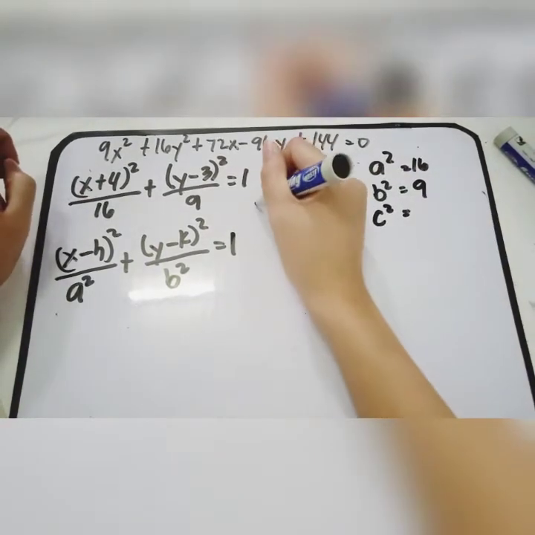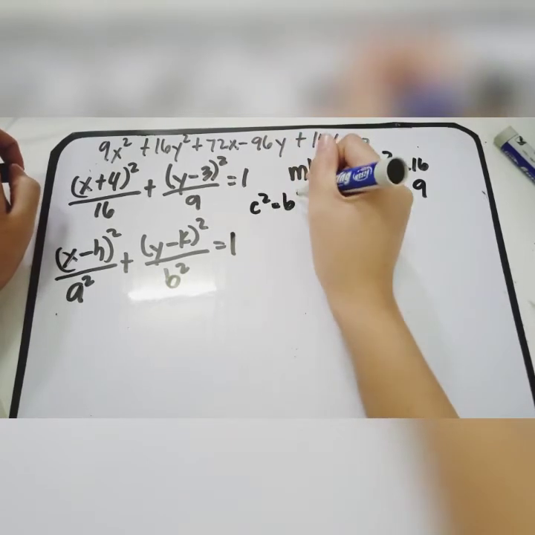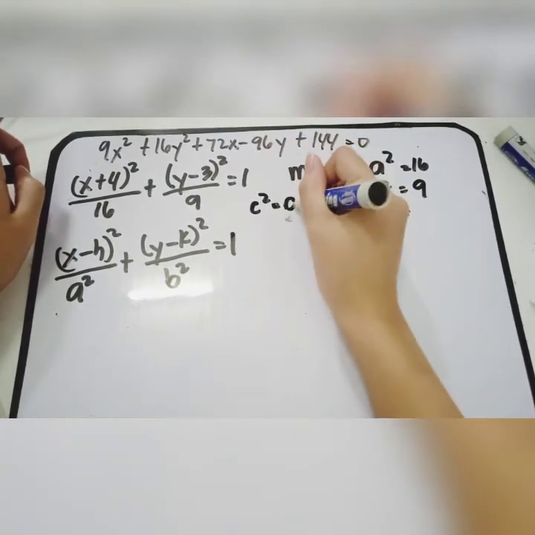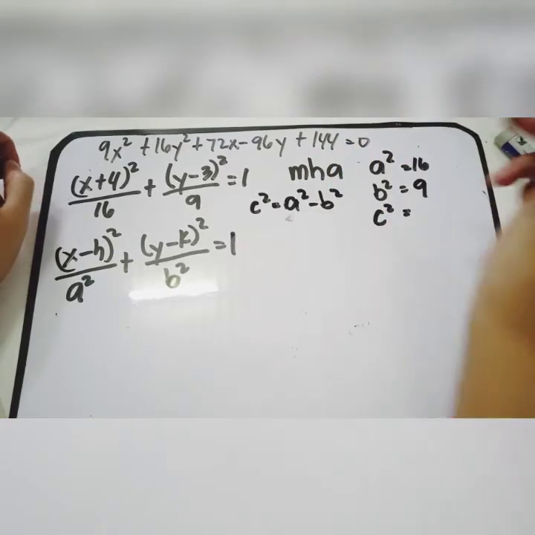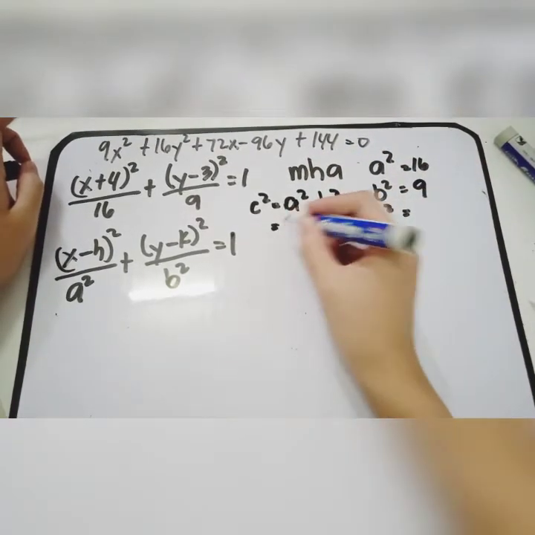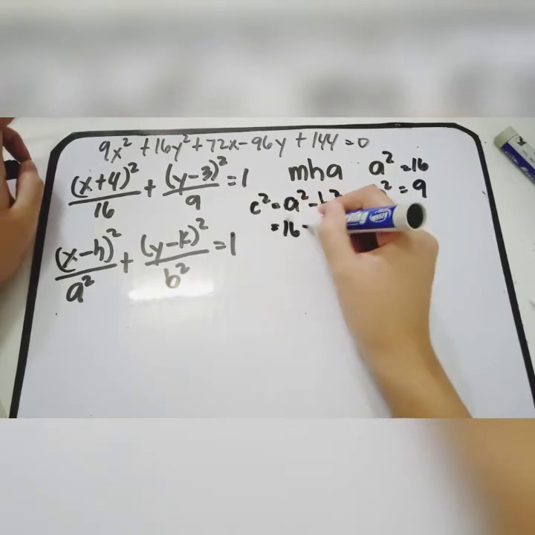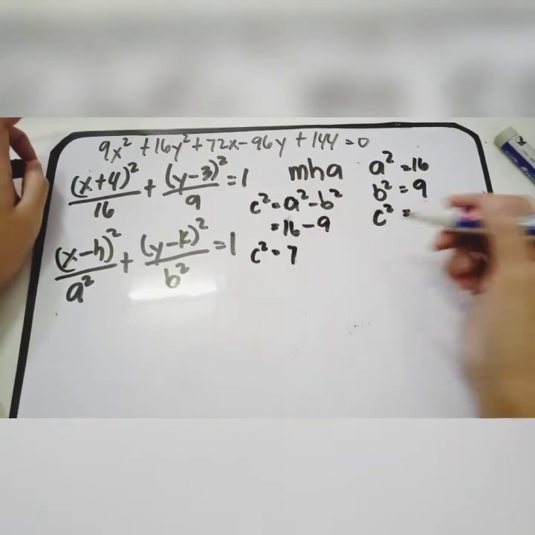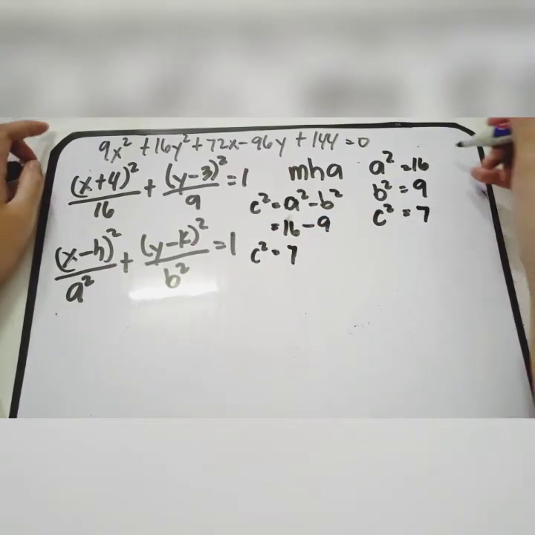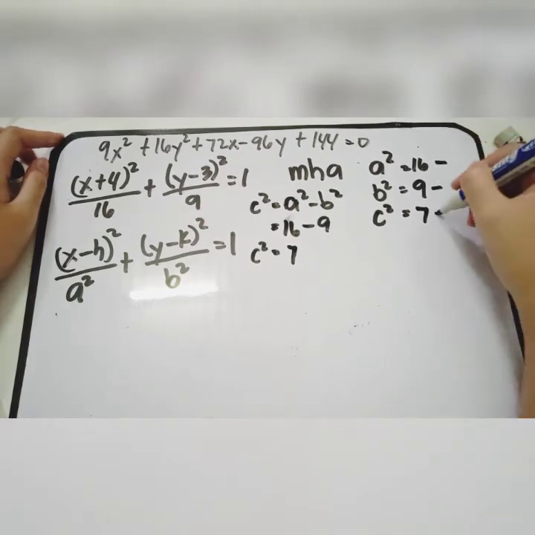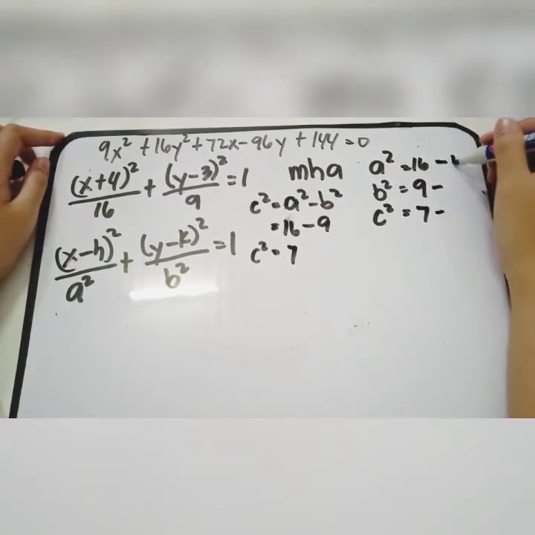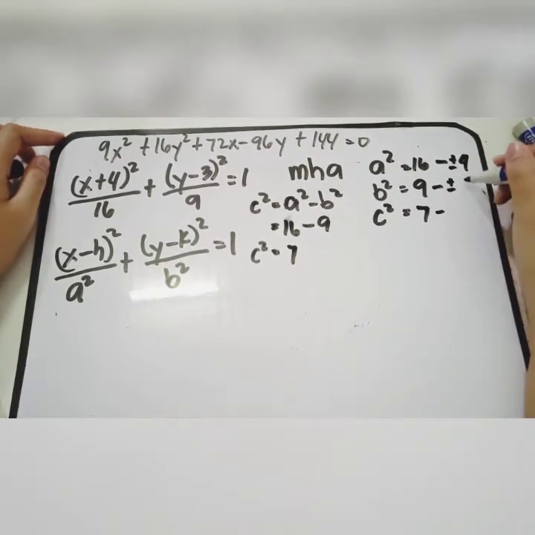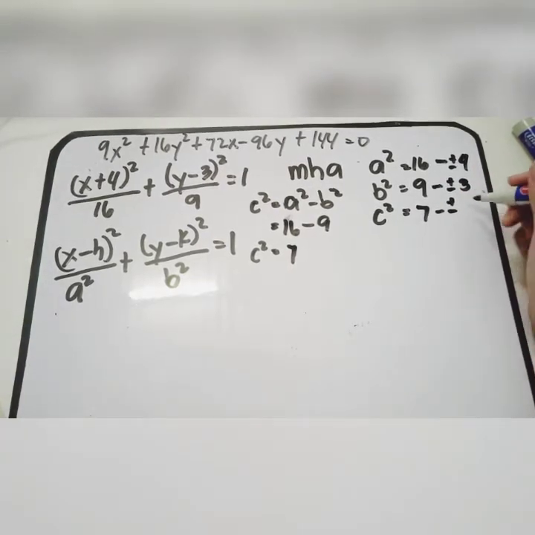So, now, we're going to find the c squared. So, we're going to use the formula c squared is equal to a squared minus b squared. So, substitute. A squared is 16 and then b squared is 9. So, therefore, c squared is equal to 7. Okay. So, what is the square root of 16? Positive, negative 4. What is the square root of 9? Positive, negative 3. What is the square root of 7? It is positive, negative 2.6.